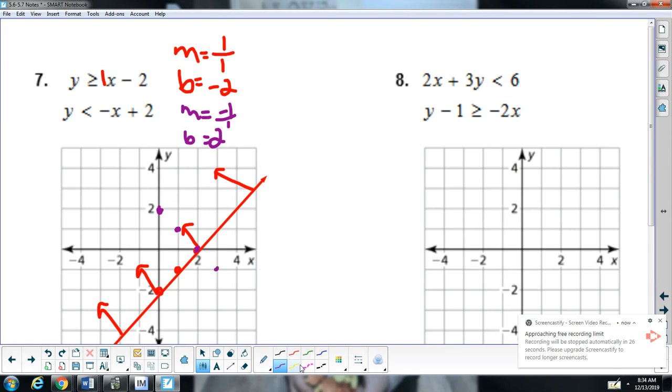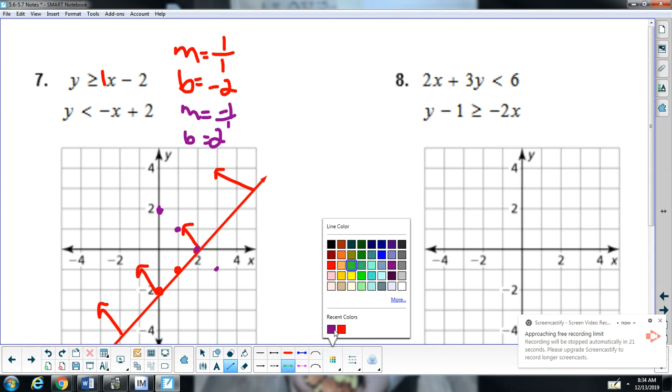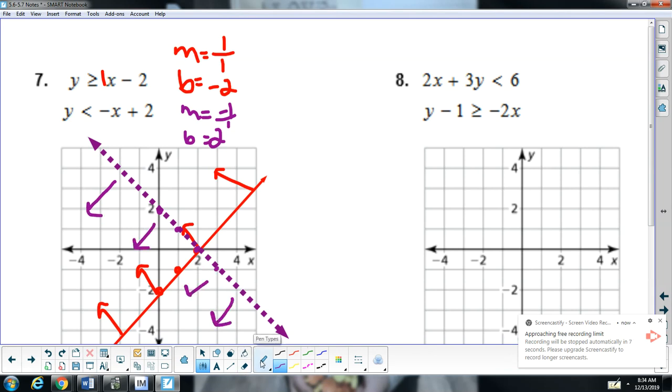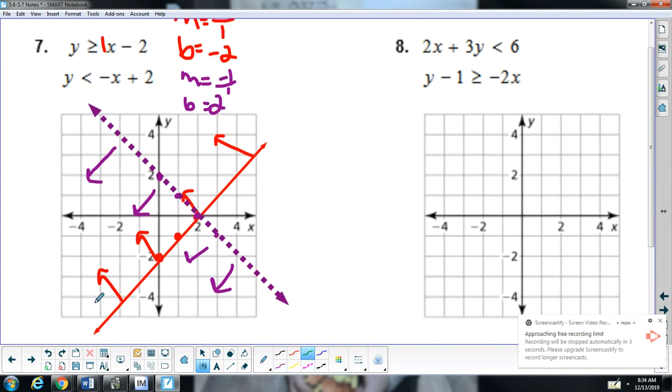I'm going to connect my dots with my line. Since this is just less than, it's going to be a dashed line. And then we're talking about less than, so we're going to shade below. And then we want to actually shade where they have the arrows pointing in the same direction, which would be this area.